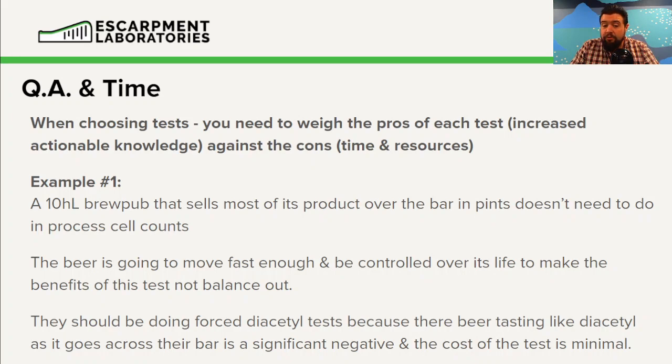Now, what you should be doing for a brewery like this is a forced diacetyl test, which is a proactive test or a quality assurance test. Because if the beer tastes like diacetyl, that's bad whether it's going over a bar or someone is opening up the can from a central distribution of some sort. So you have to choose the tests that are going to have the biggest impact for you.